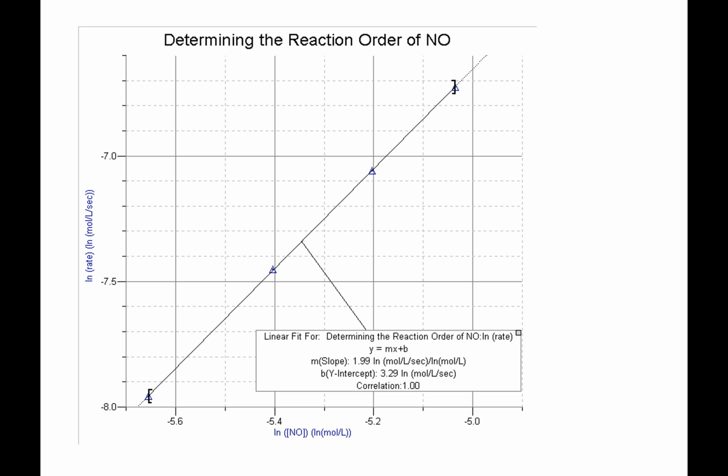So we're dealing with reaction orders that are 0, 1, and 2. I think I kind of narrowed it down that. In this case, it's always kind of fun. You're like, oh, well, 1.99, I bet that's supposed to be 2. So the reaction order with regard to the NO is 2.